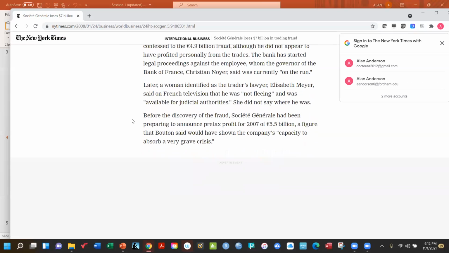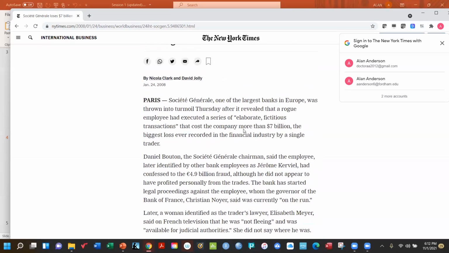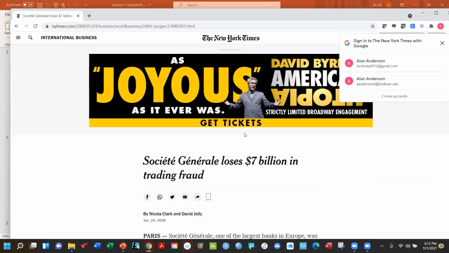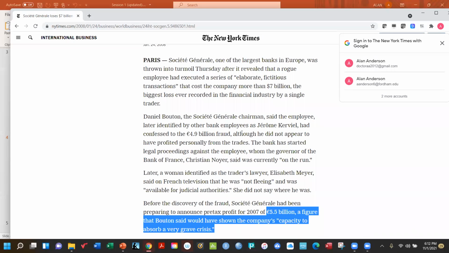And that's a lot of money. Societe Generale is a large bank, but that's like a year's worth of profits that just went down the drain. And so this happens from time to time with these rogue traders, because for whatever reason, they're able to hide what's going on.